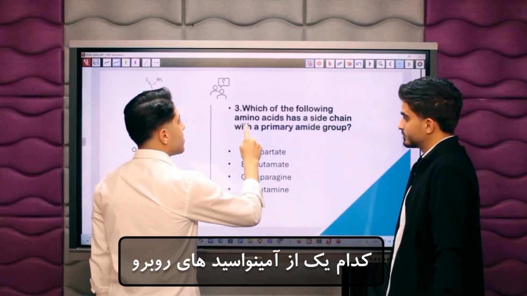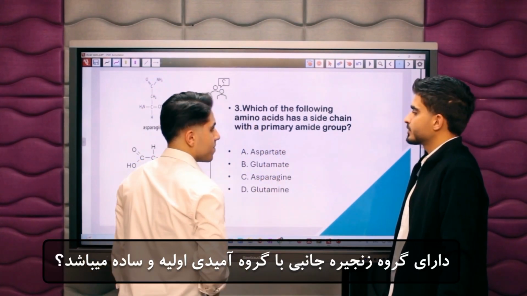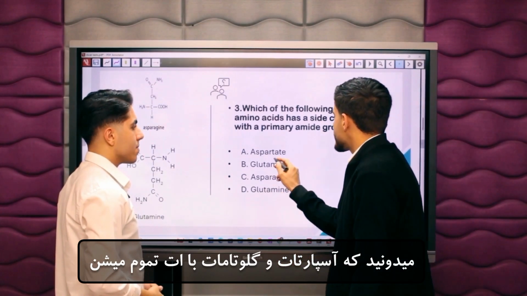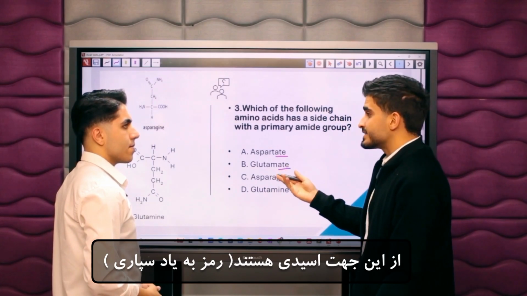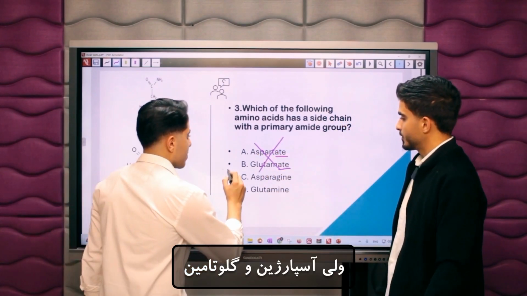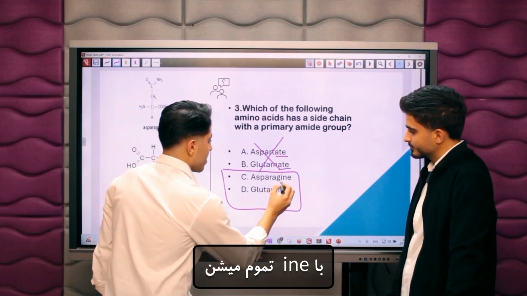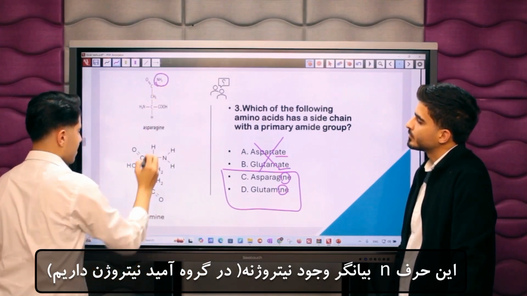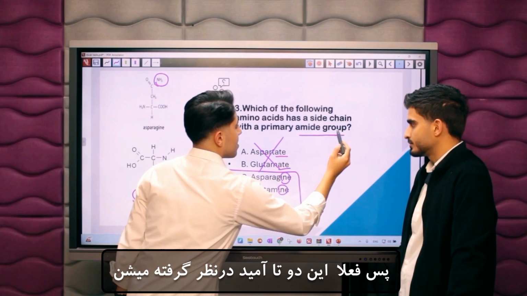Third question. Which of the following amino acids has a side chain with a primary amide group? You know that aspartate and glutamate end with ATE. As a result, they are acidic. We eliminate these options. But asparagine and glutamine end with INE. This N here represents a nitrogen atom. So they are considered as an amide.